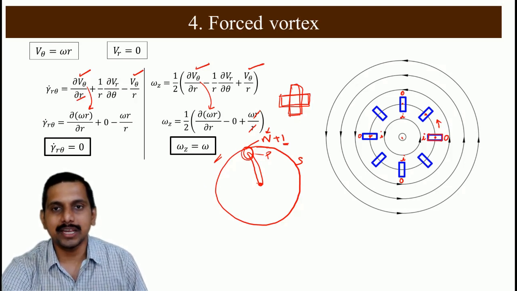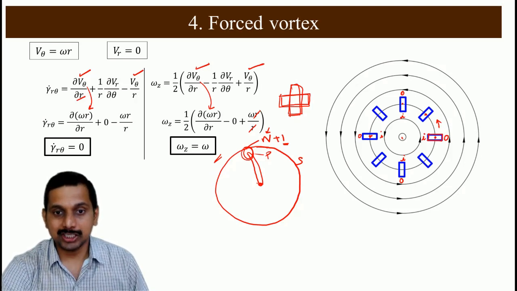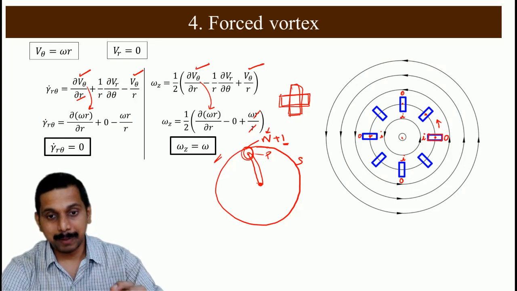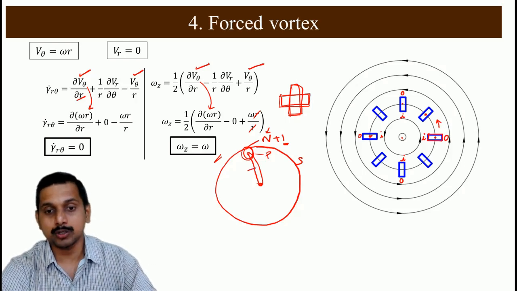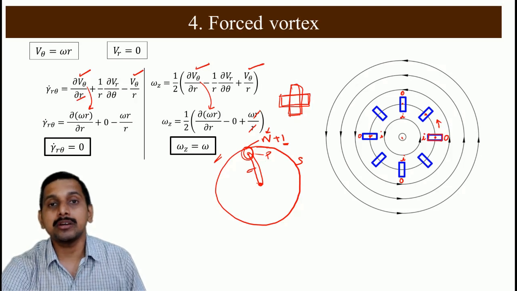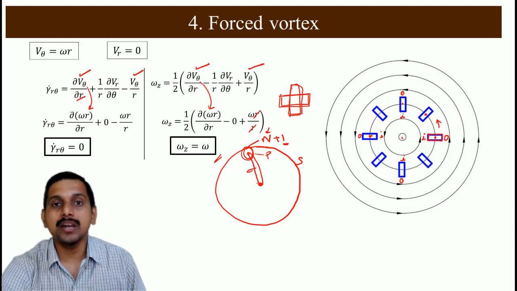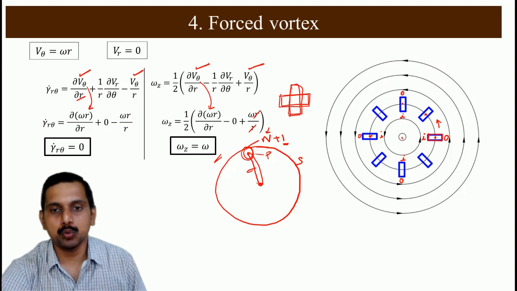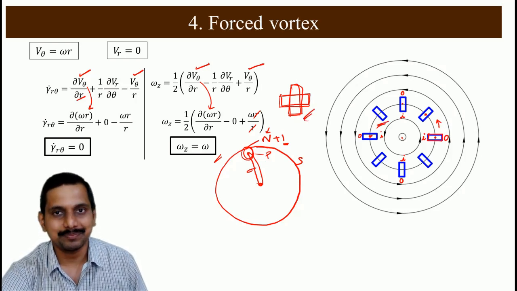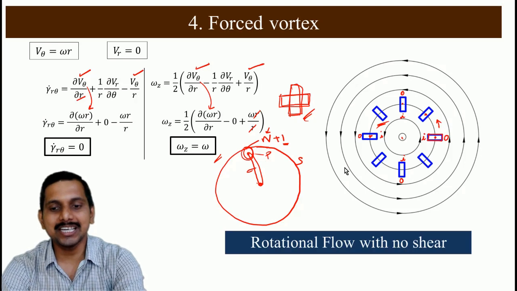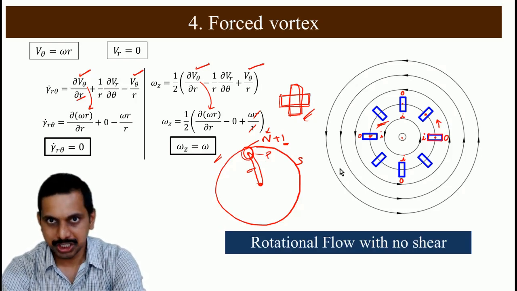Why is this plus 1 there? The plus 1 is there because if it is not engaging and is having a rigid body motion, the arm is rotating, keeping this particular planet gear rigidly. That means the planet gear is not rotating about its axis, but still, when it goes one full rotation, it has a rotation of 2 pi, similar to what is happening in this case. So forced vortex is a rotational flow with no shear.